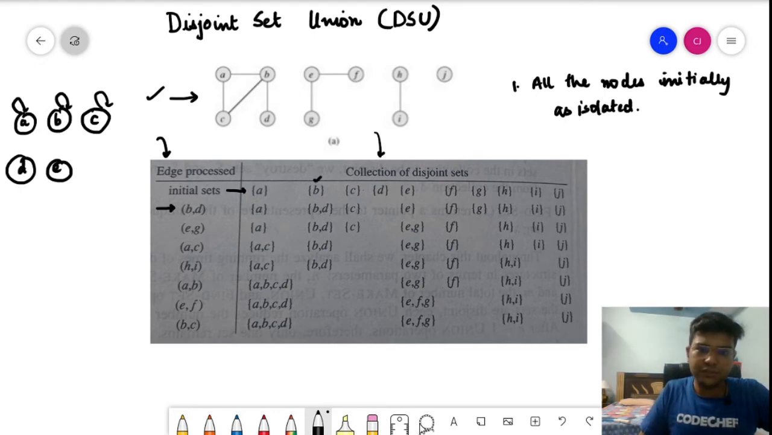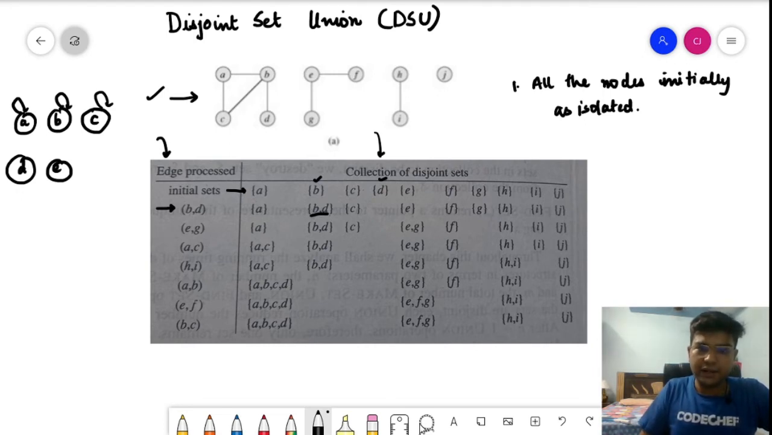So this is the B node, this is the D node. I'll include them in this one set and let B be the parent of it. We can make the parent anyone whenever we have an equal number of nodes. But generally, whenever we have a different number of nodes, what we prefer is that we make the parent the node which is associated with a bigger component. We'll understand in detail when we cover disjoint set union by rank and with path compression as well, but here I'm explaining how we are forming the disjoint set.